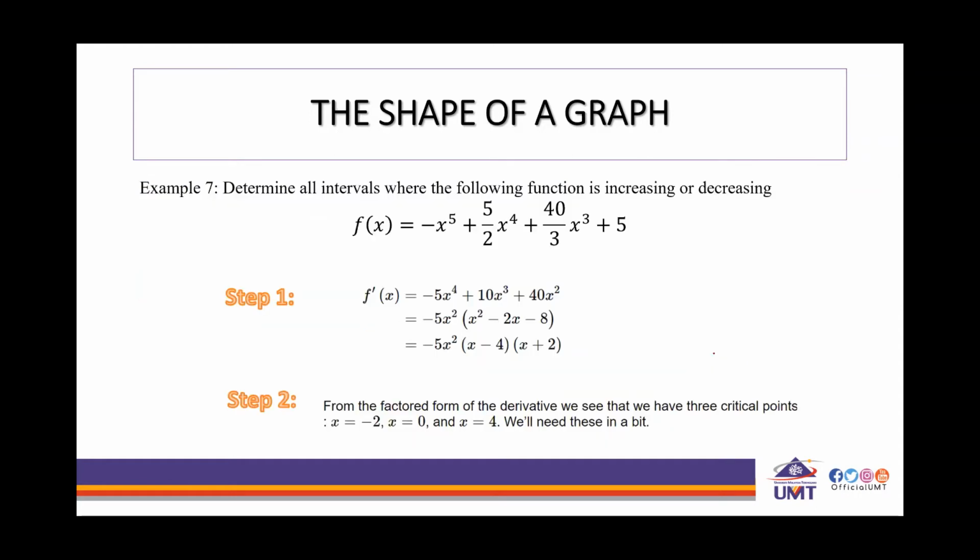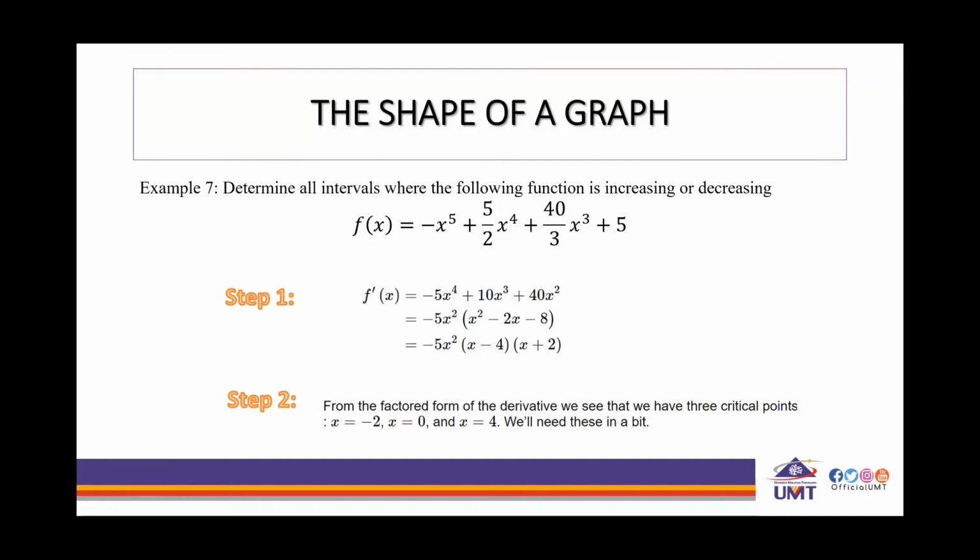Okay, so now we have a look at example 7. Determine all intervals where the following function is increasing or decreasing. Given f(x) is equal to negative x to the power of 5 plus 5 over 2 x to the power of 4 plus 40 over 3 x to the power of 3 plus 5. So the first step is to differentiate. Find the derivative: f prime x is equal to negative 5x to the power of 4 plus 10x to the power of 3 plus 40x to the power of 2. Then you factorize them so that you can get when it is equal to 0, so you can find the critical points.